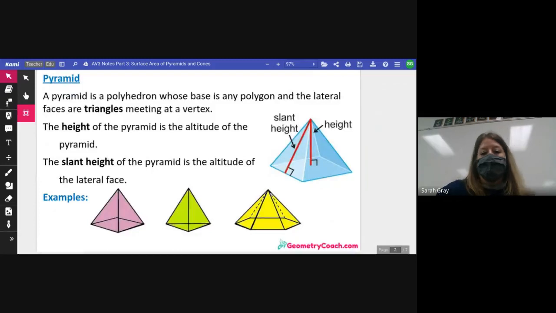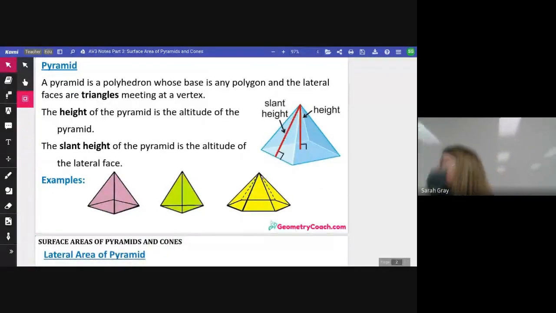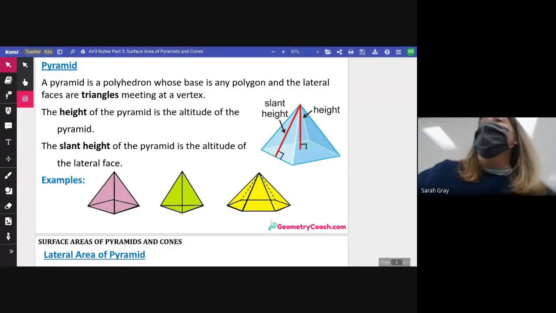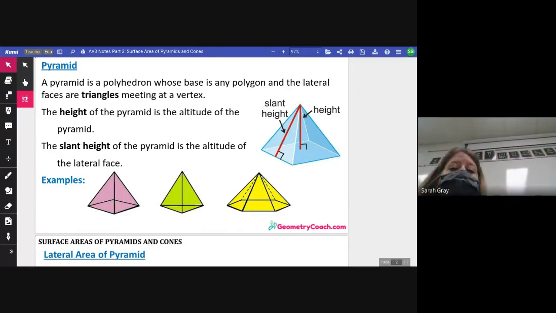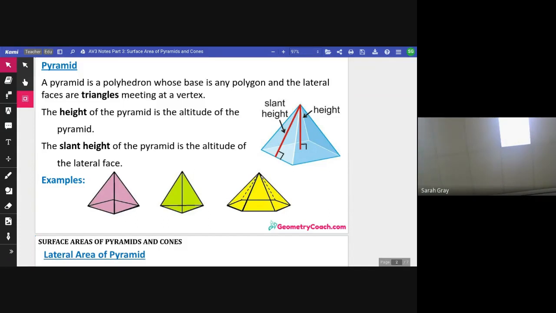All right, so a pyramid is still a polyhedron. It's a three-dimensional shape made out of polygons. The lateral faces in a pyramid are not totally vertical. They're semi-vertical because they're going up towards the apex. But they are always going to be triangles. In a prism, they were always rectangles. In a pyramid, the lateral faces will always be triangles.